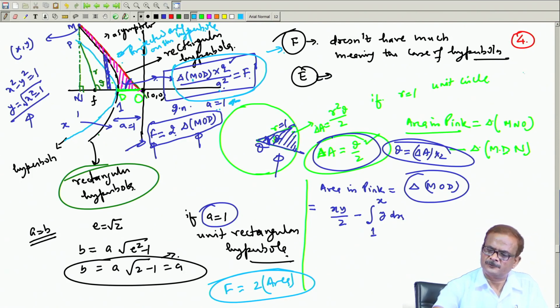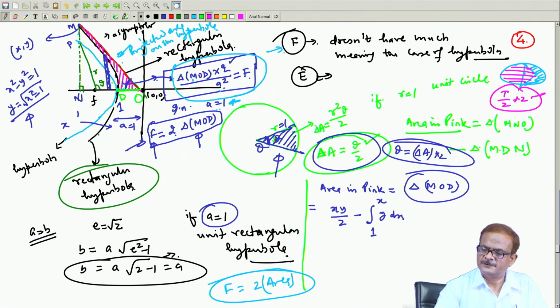There we proved that moving in the ellipse, the time taken to cover this blank area, again this pink area here, will be T by 2 plus 2, meaning 2 days more than the half of the period of the earth around the sun. So, this problem we took.